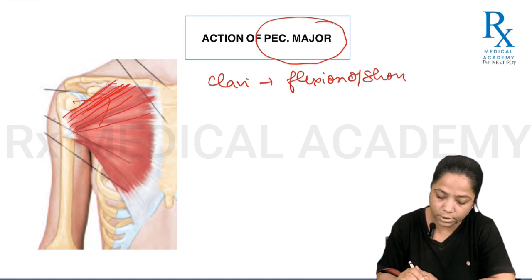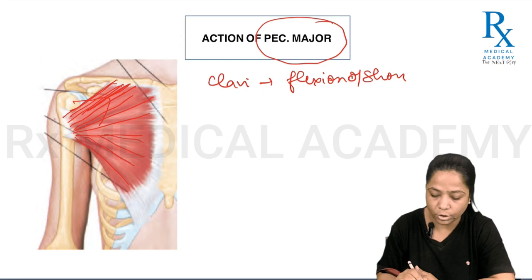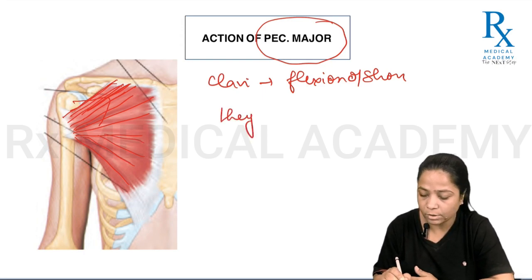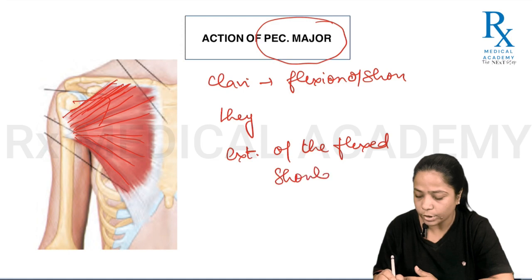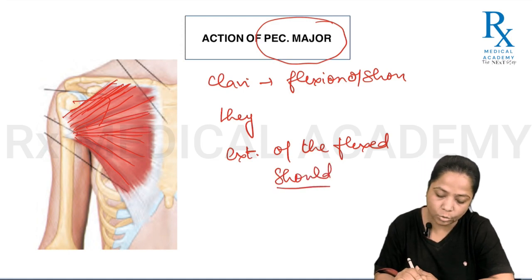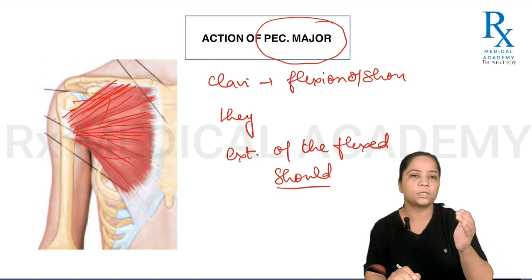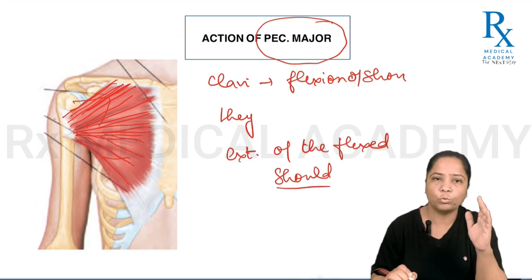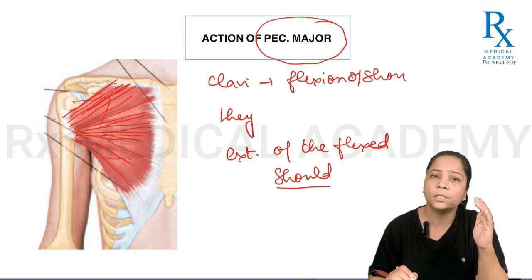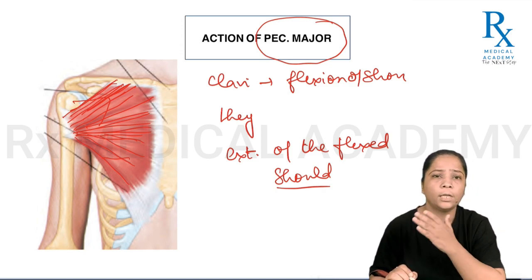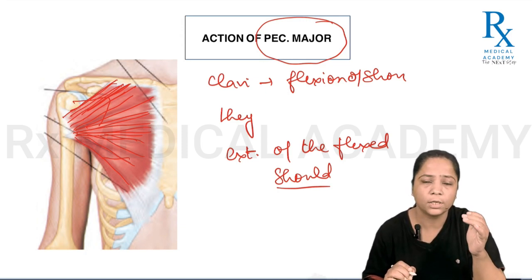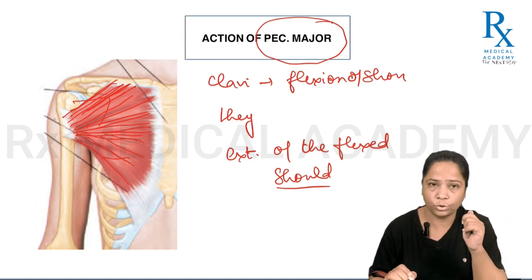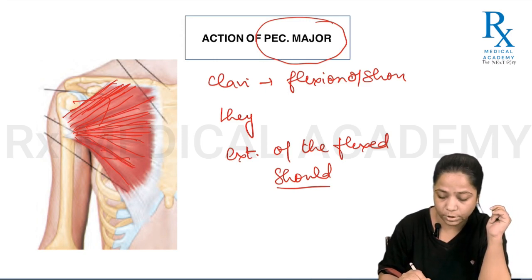Then you have the sternocostal fibers. These fibers contract and they cause extension of the flexed shoulder joint. That already flexed shoulder joint is going to be extended by these sternocostal fibers. So if the fibers are acting individually, suppose only the clavicular fibers are contracting, this will cause the flexion of the shoulder joint. If there is contraction of the sternocostal fibers, this will cause the extension of the shoulder joint.